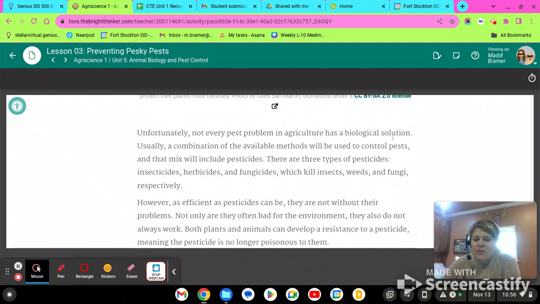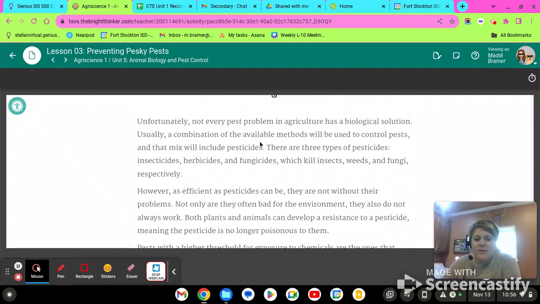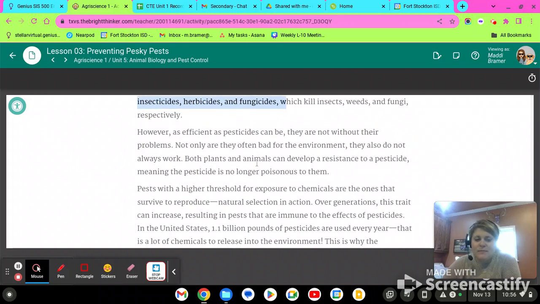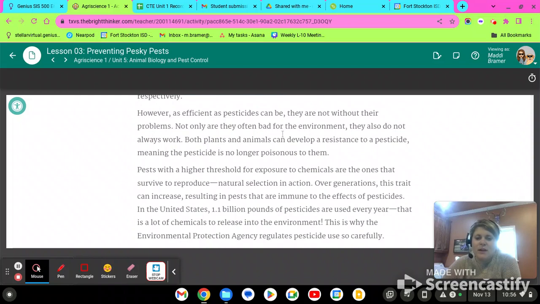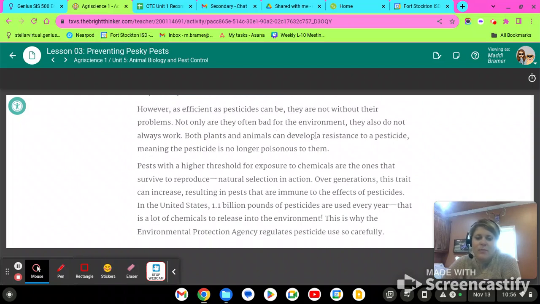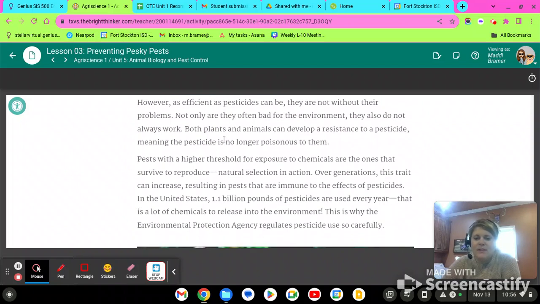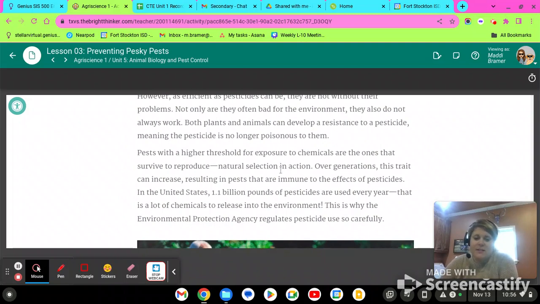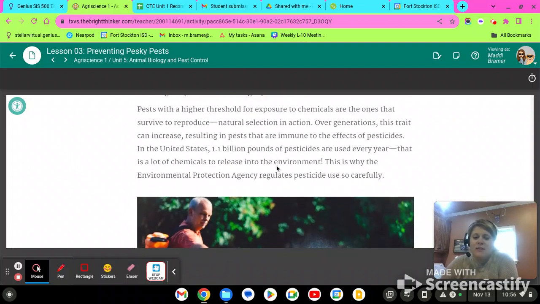But not every pest problem in ag has a biological solution. Sometimes we have to use pesticides. There are 3 types of pesticides: insecticides, herbicides, and fungicides. They kill insects, weeds, and fungi. They are efficient, but they can also have problems. Often they're bad for the environment. Sometimes they don't always work. Sometimes the pest may get resistant to it. That means that it's no longer poisonous to them, and they've adapted. So then we have to come up with a new pesticide.